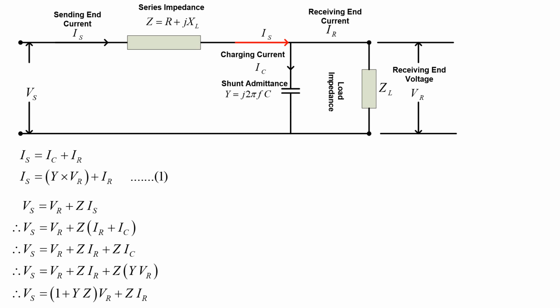Let us write the first expression. The first expression is Is equal to IC plus IR. Can you see that? How can I write this expression? Is is equal to IC plus IR.